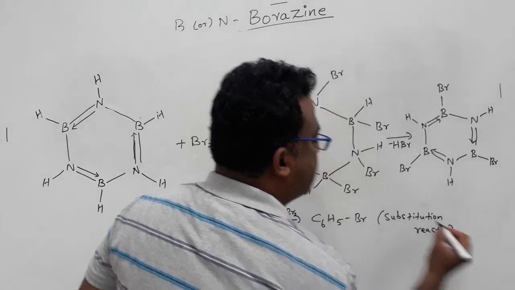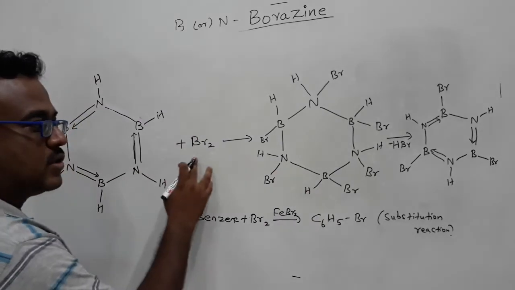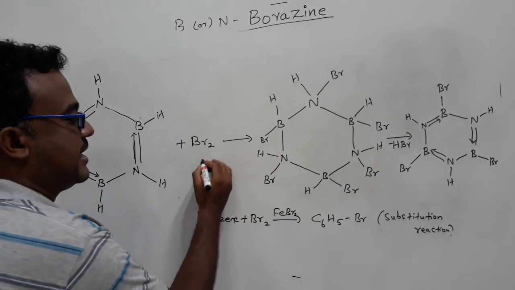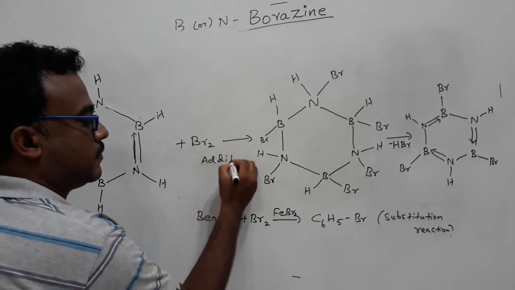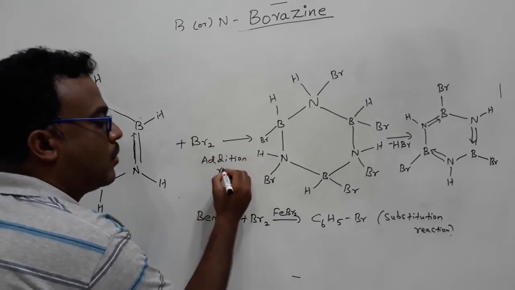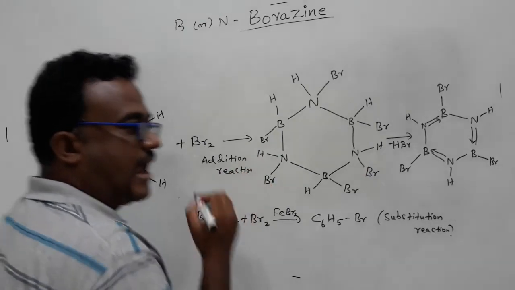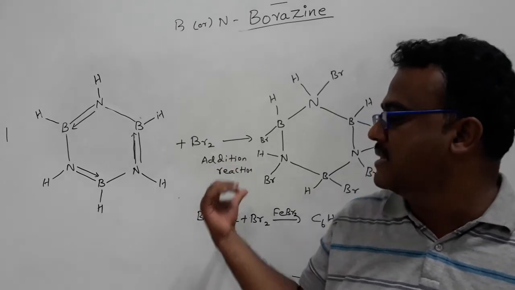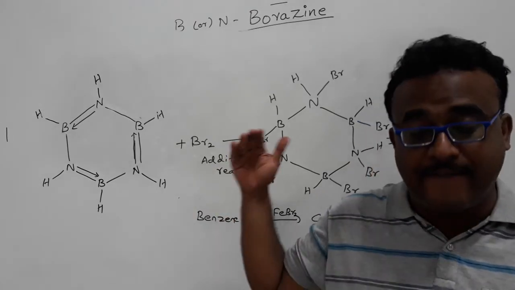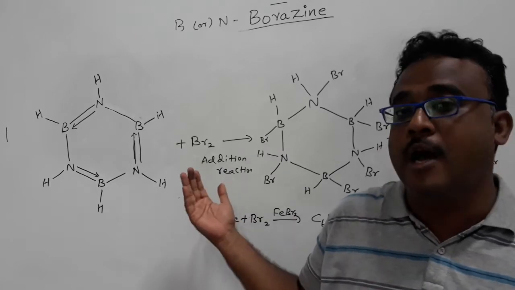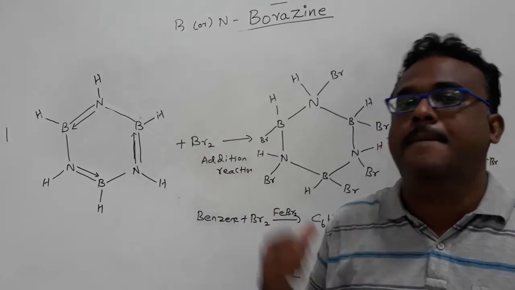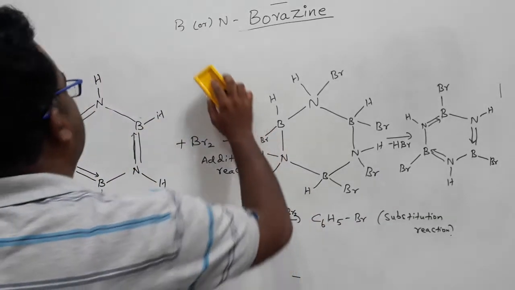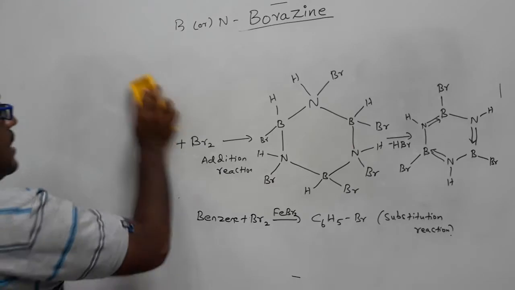But when we come to borazine, what happened? Borazine never undergoes substitution. Instead of a substitution reaction, it undergoes an addition reaction. Here it is an addition reaction. This is again one more difference between the reactivity of benzene and borazine. It further confirms that borazines are more reactive than benzene. Okay, I have one more difference between benzene and borazine.